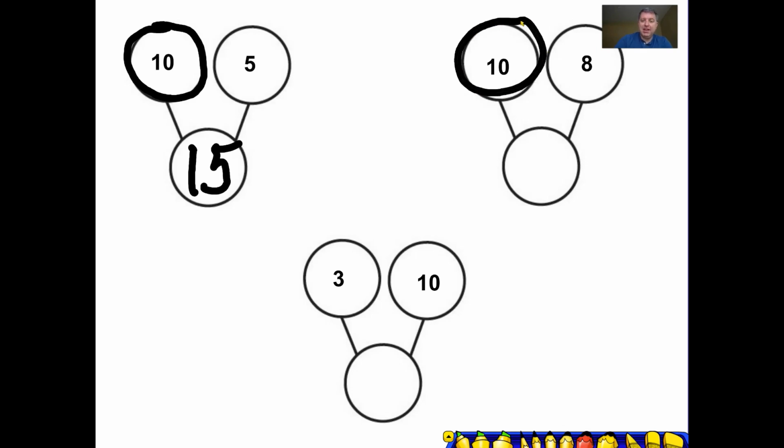So here's 10 and here's 8. So I'm going to keep the 1 but drop the 0. And the next part is 8. 1, 8, 18. 3 and 10. Ooh, this is a tricky one. All they did was switch the numbers. We're going to start with the 10, friends. Drop that 0. And then we're going to use the 3. 1, 3, 13. All right, you're going to have more of these on Nearpod.